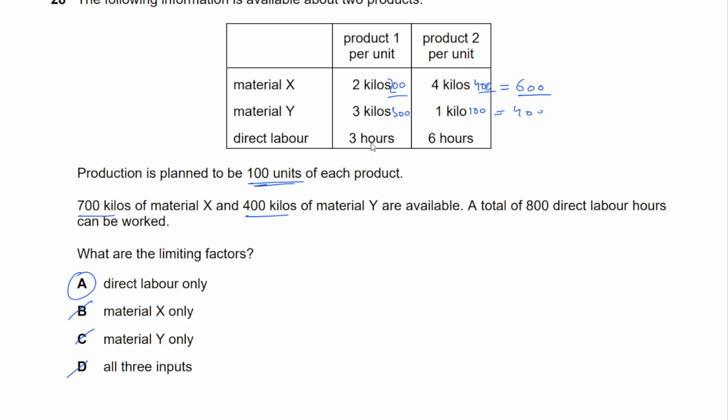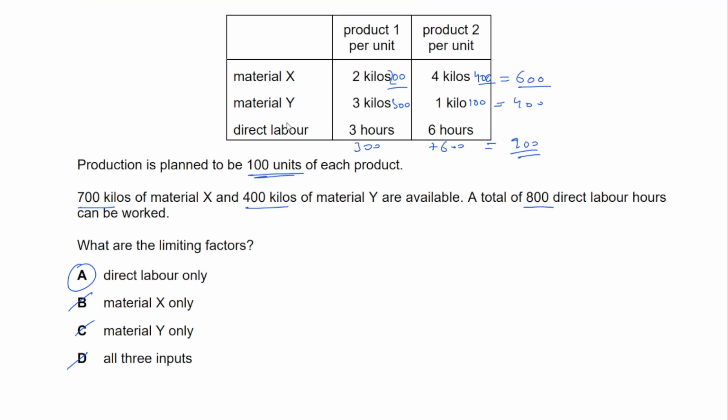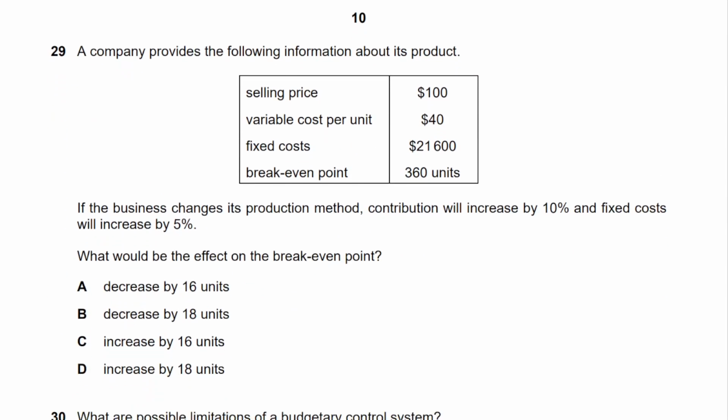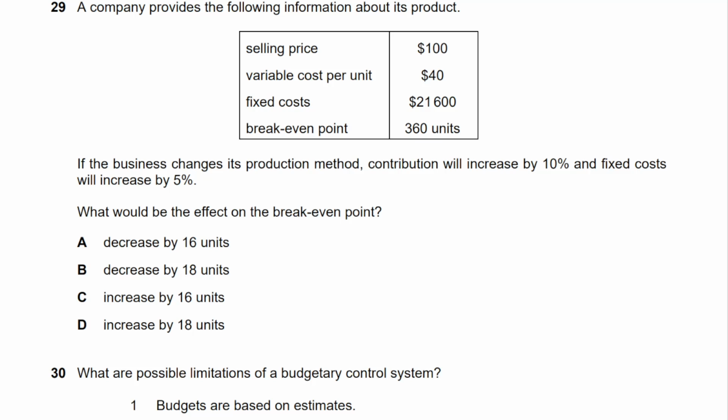So 3 hours per unit, and we have 100 units to make. So 300 plus 600, that is 900. That's what we need to make both of them. But it's limited. We only have 800, right? So we'll have to allocate the hours in the best way possible. The question was about what is the limiting factor? It's the direct labor, okay? Because they're not enough to produce what we want to produce.